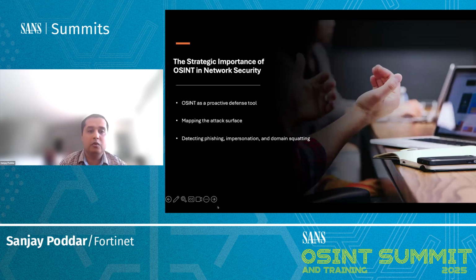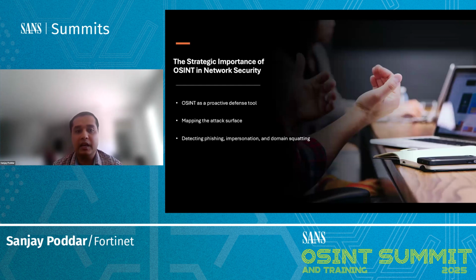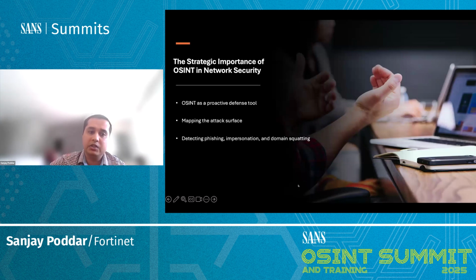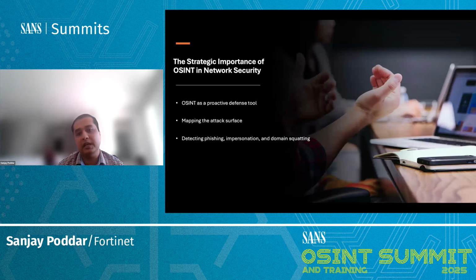So what is the strategic importance of OSINT in network security? Leveraging the available intelligence isn't just about gathering information. It's about using strategies to secure the network too. Think of it as a proactive defense mechanism. By identifying what's exposed about our organizations online, we can patch vulnerabilities before malicious actors exploit them.